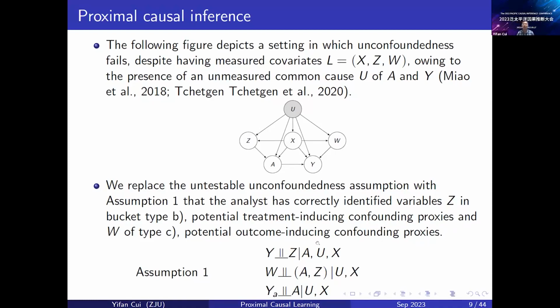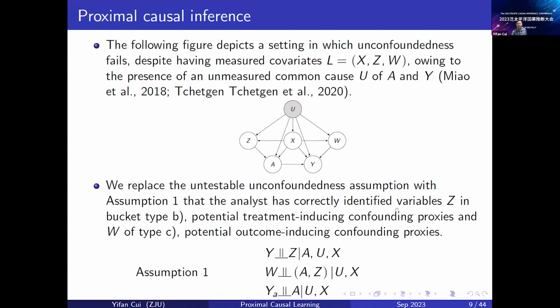So these are mathematical conditions, not much to say, but there is a causal interpretation here. The conditional independence essentially requires that Z does not have a direct causal effect on Y, which means there is no direct arrow from Z to Y. And the conditional independence of W essentially requires there is no direct causal effect from Z to W, no direct causal effect from A to W.